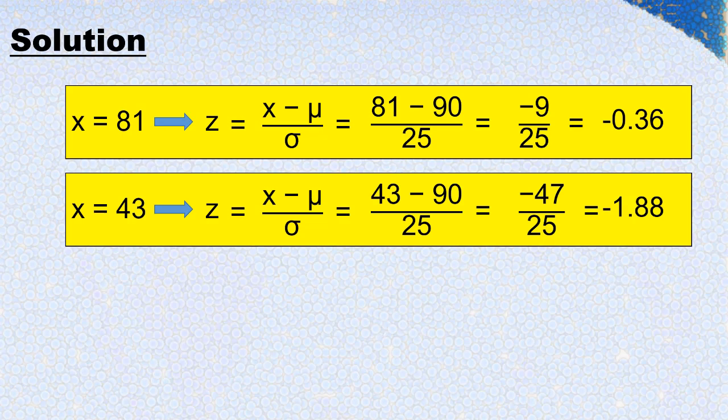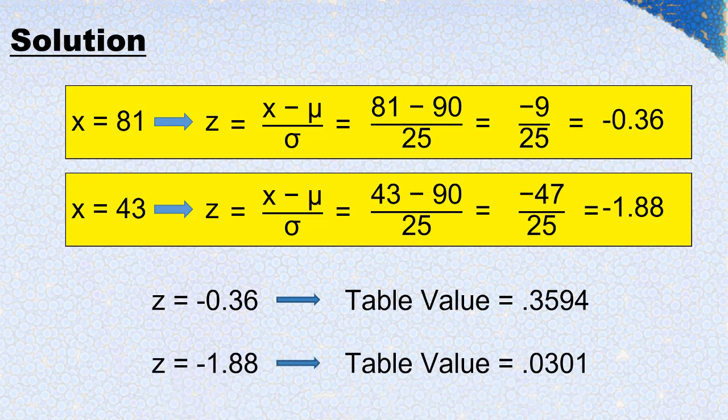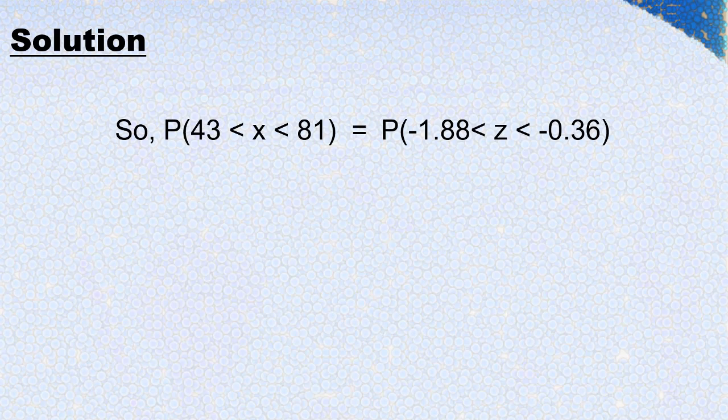So we need to look up each one of these values on the standard normal distribution table. When z is negative 0.36, the table value is 0.3594. When the z-score is negative 1.88, the table value is 0.0301. So we need to subtract those two values. The probability that x is between 43 and 81 is the probability that z is between negative 1.88 and negative 0.36. We do this subtraction, 0.3594 minus 0.0301, and that's going to be 0.3293. That would be the probability that the wait time is between 43 and 81 minutes.